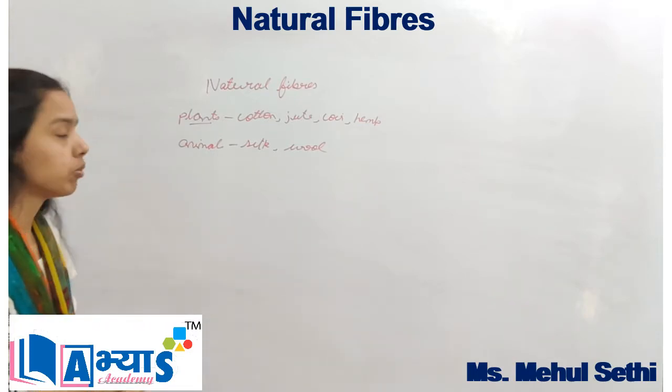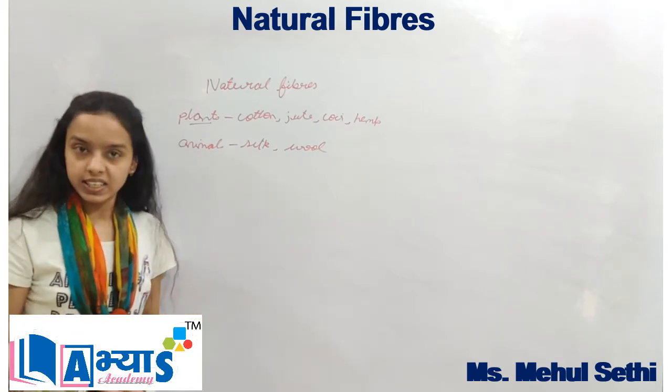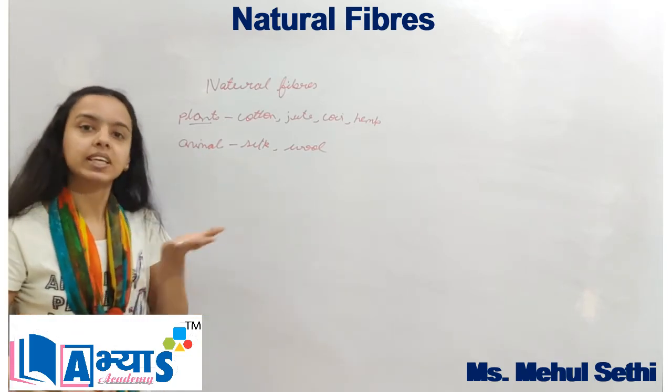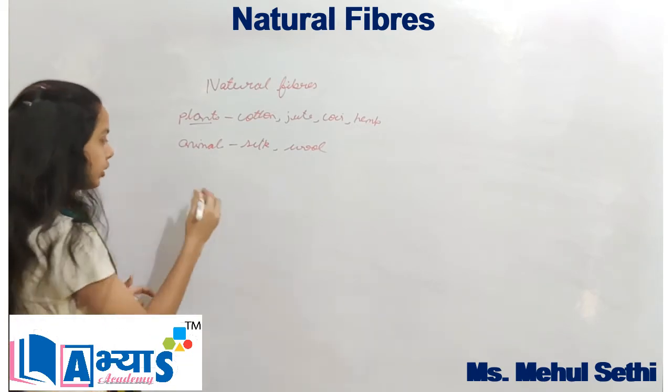So if we say that plant fibers are fibers which we get from some plant, animal fibers are those which we get from some animal. Now let us discuss the advantages of natural fibers.